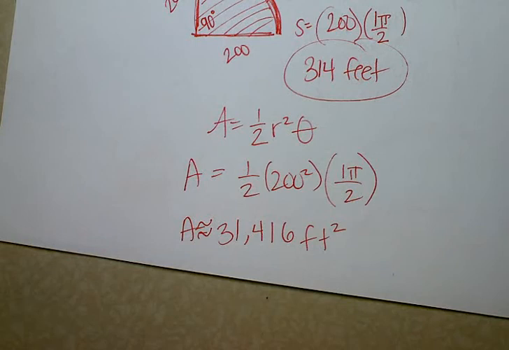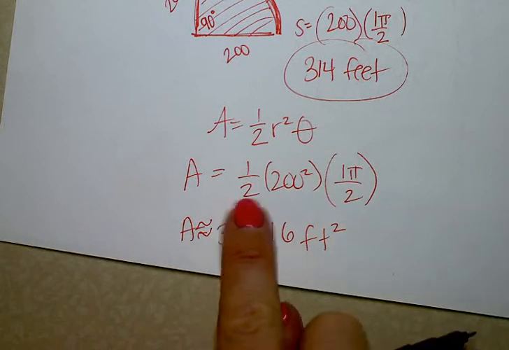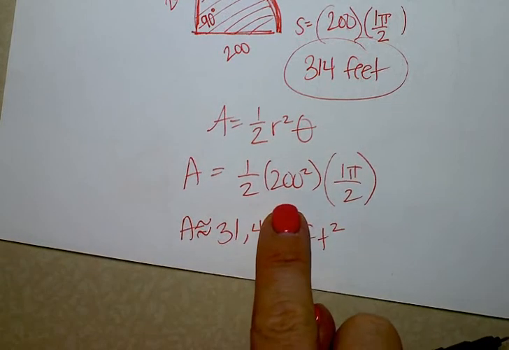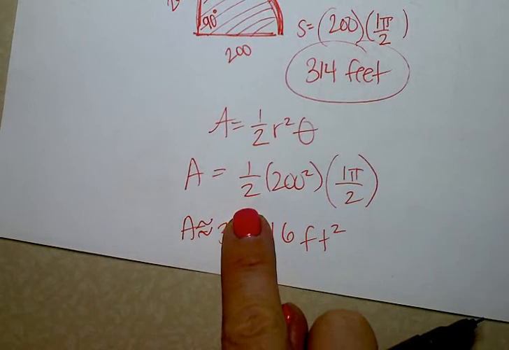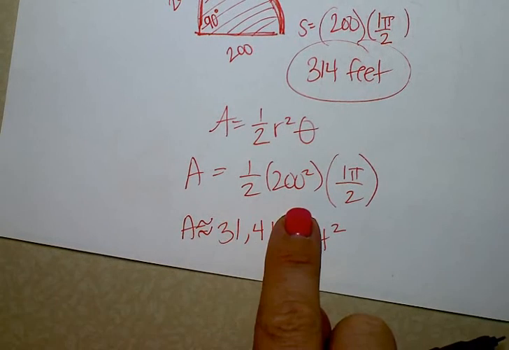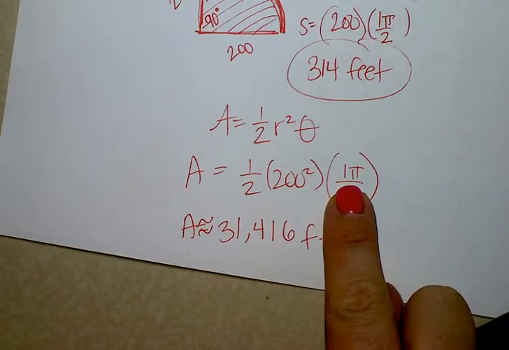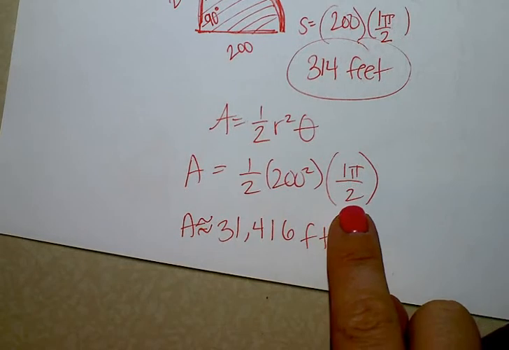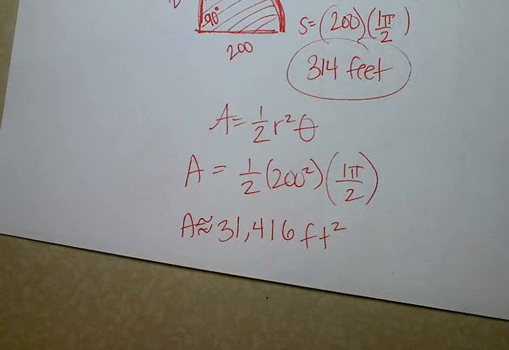Does anybody want me to help you with the calculator to get that? No problem, it won't take long. Yes? Okay, here we go. You ready? Take 0.5 times 200 squared, enter. Got it? Then take it times 1 pi, enter. Remember to use pi, not 3.14, and then divide it by 2. Same answer? Good to go.